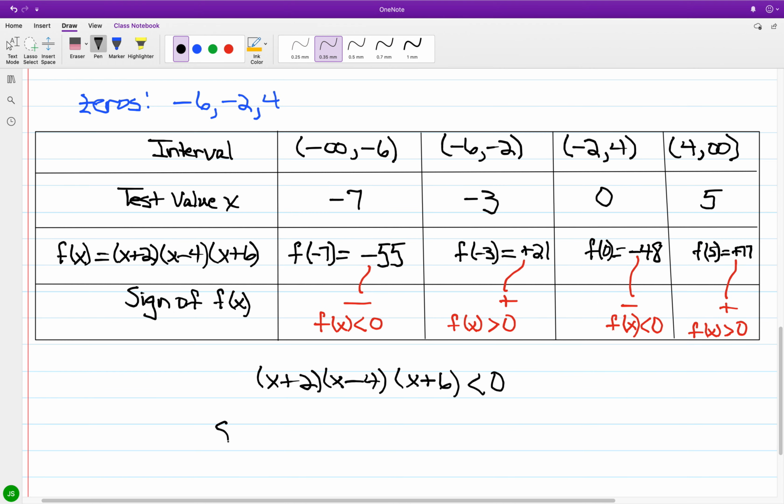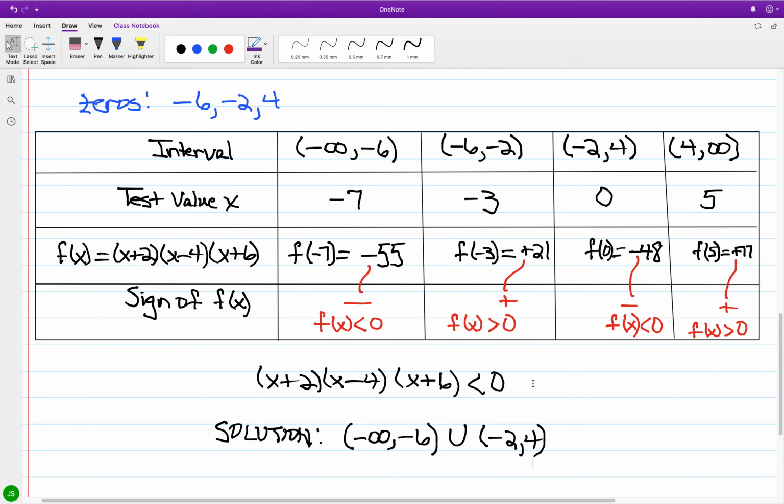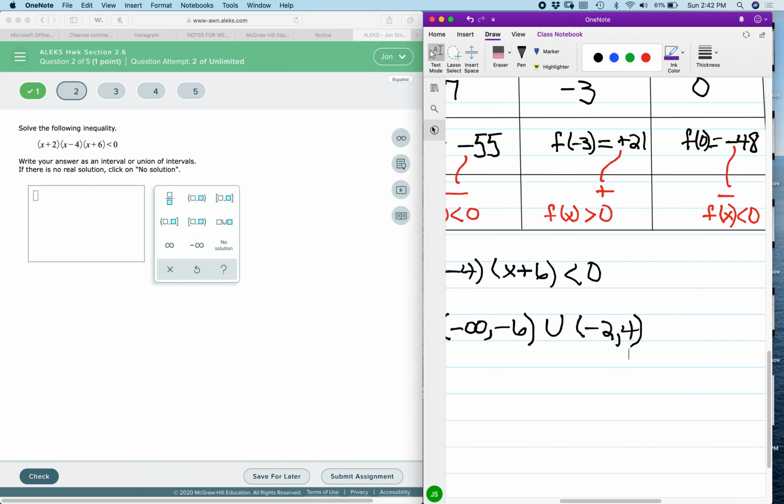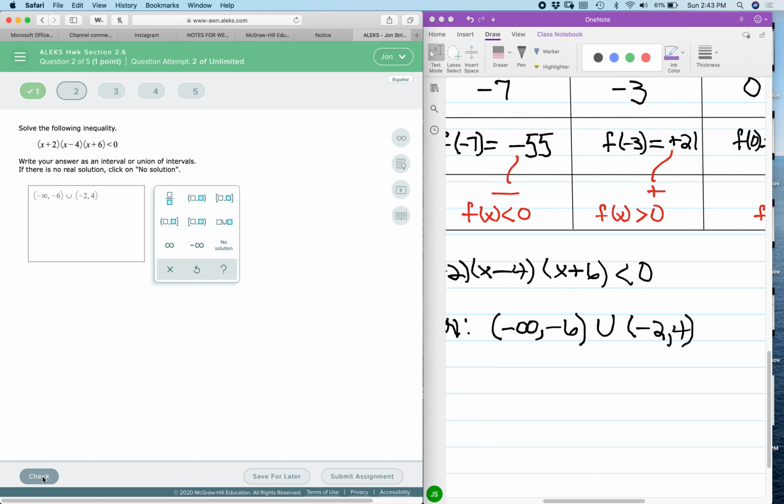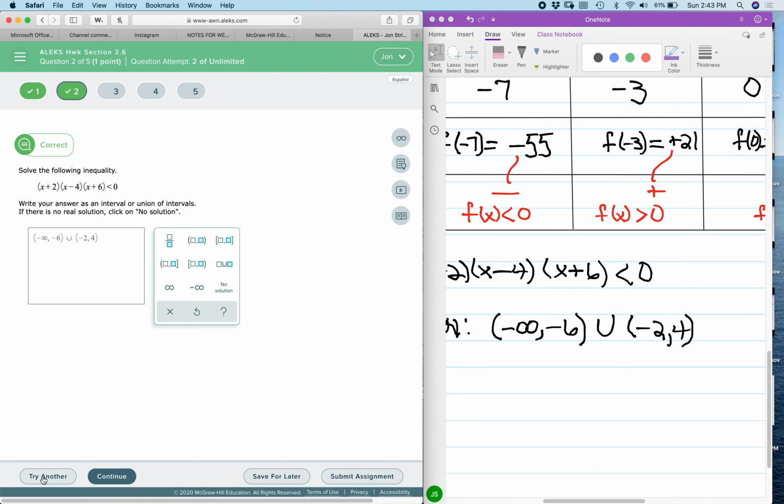In the solution, where we wanted f of x to be less than 0, we have values of x that are less than -6, and also values of x between, but not including, -2 and 4. So in transferring this information over to Aleks, checking, and the result is correct.